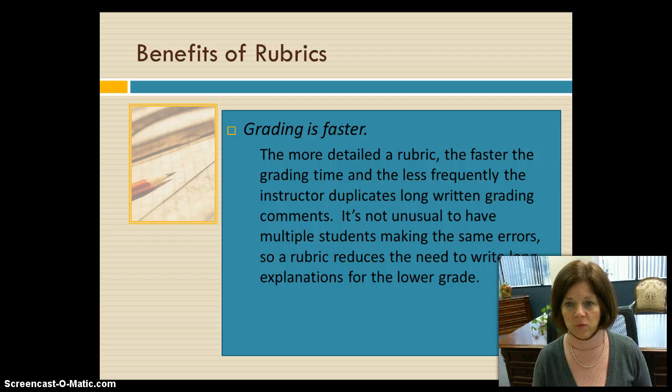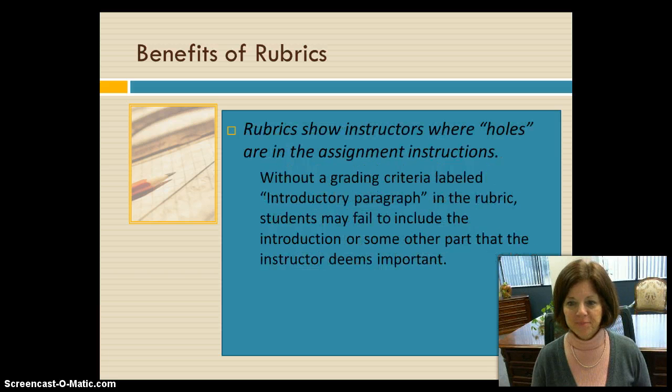Another benefit of rubrics, grading is faster. The more detailed a rubric, the faster the grading time and the less frequently the instructor duplicates long written grading comments. It's not unusual to have multiple students making similar errors, so a rubric reduces the need to write long explanations over and over again and on every paper. If you see some reoccurring mistakes, you can simply add that as a grading criteria. Not only will it make things faster to grade, but you'll find that more students include the item that had been missing simply because you added it as a line item for the grading criteria.